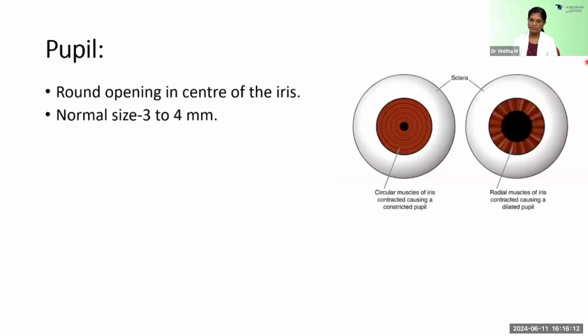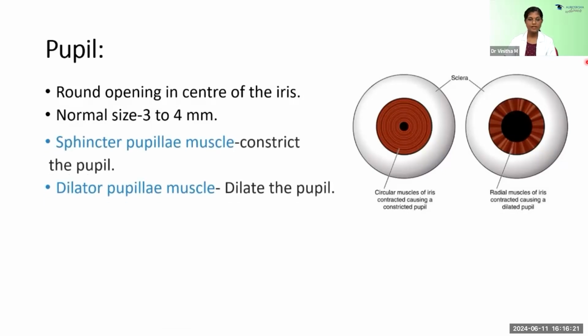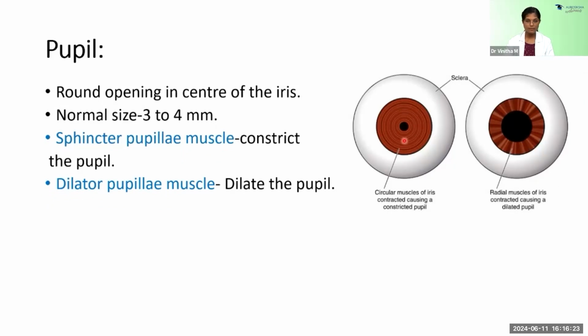Pupil. The pupil is a round opening in the center of the iris. The normal size is 3 to 4 millimeters. The sphincter pupillae muscle is a circular muscle. It constricts the pupil, whereas the dilator pupillae is a radial muscle. It dilates the pupil.